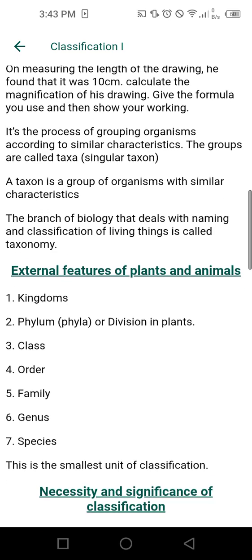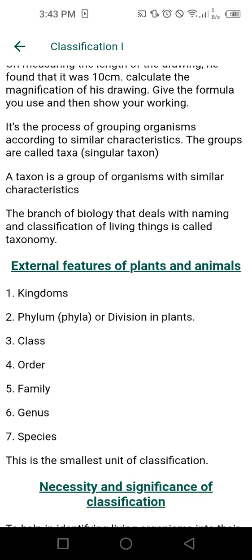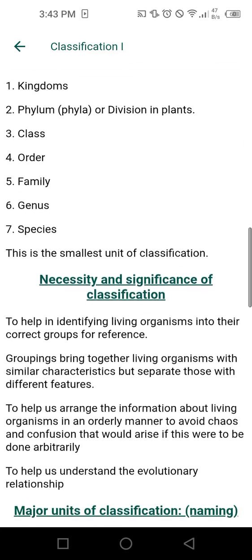Classification is based on external features of plants and animals. The units are: 1. Kingdoms. 2. Phylum, phyla, or division in plants. 3. Class. 4. Order. 5. Family. 6. Genus. 7. Species. This is the smallest unit of classification.